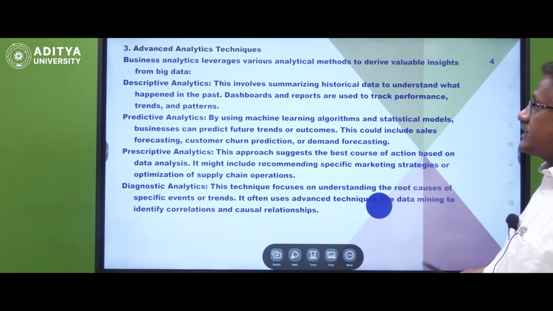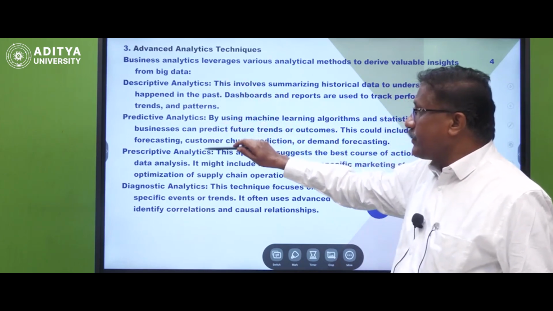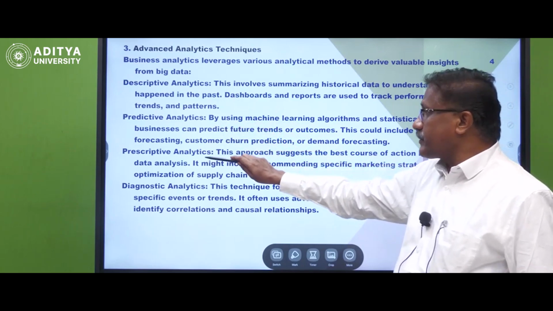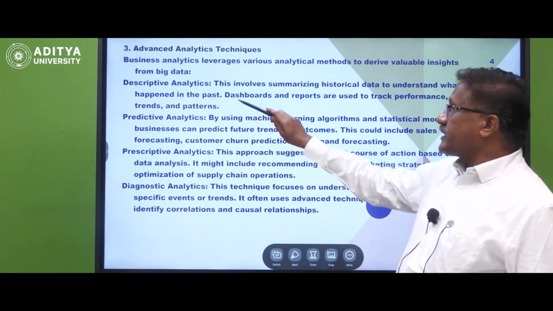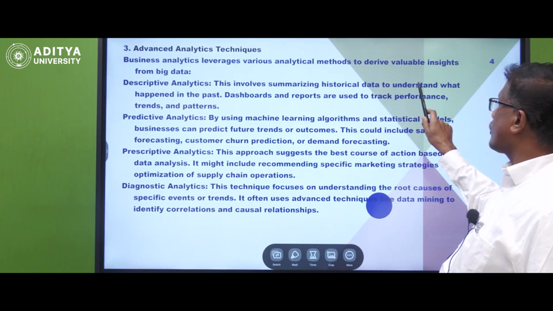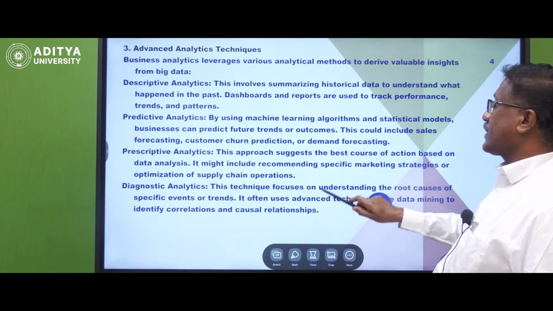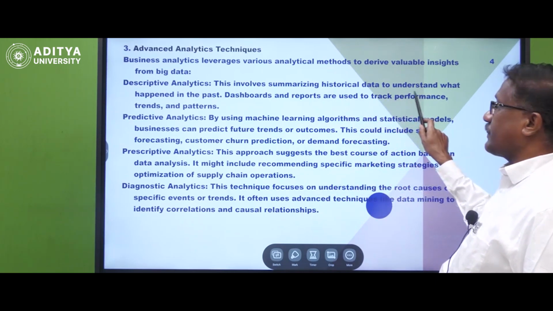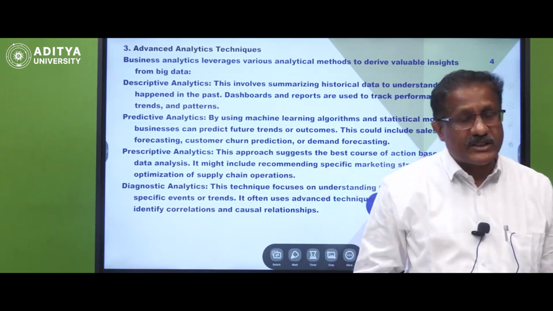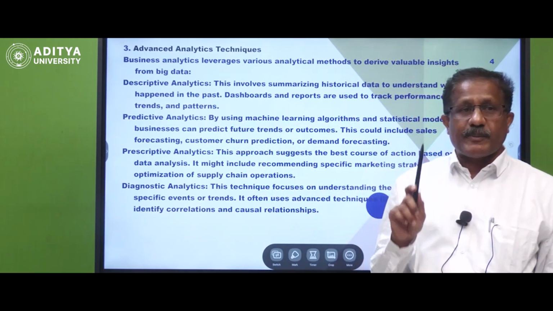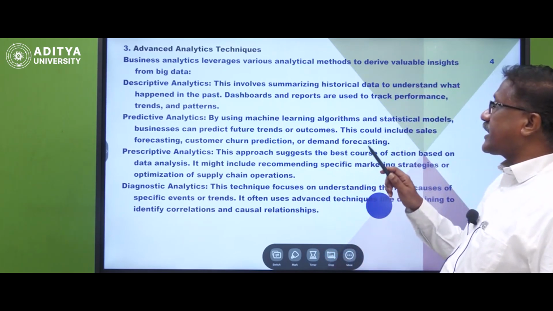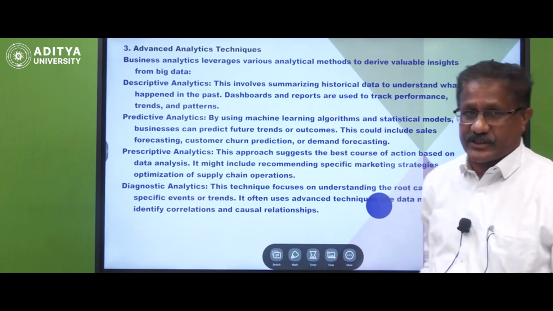So what are the analytical methods? Descriptive, predictive, prescriptive, diagnostic. The first one is descriptive. This involves summarizing the historical data to understand what happened in the past. Dashboards and reports are used to track the performance, trends and patterns. That means descriptive analytics covers all the historical data for the purpose of analysis, to find out what actually happened with the help of reports, trends and patterns.